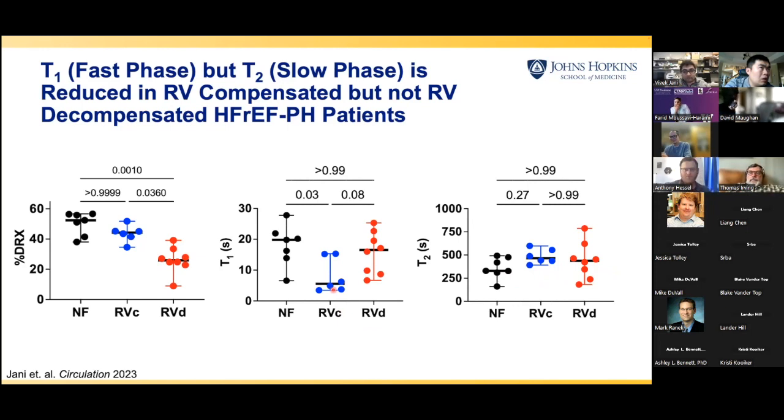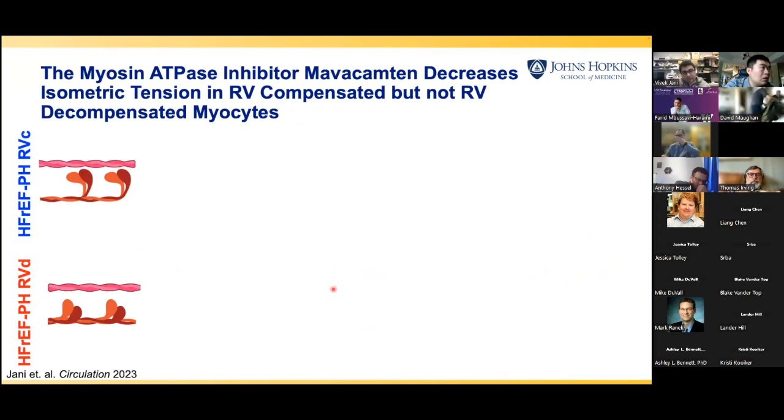Now, up until this point, all of the data we've seen is basically a correlation, and we haven't really established whether or not the changes that we've observed in equatorial intensity ratio or percent DRX myosin actually correlate one-to-one with force production. And so we did this with two sets of experiments.